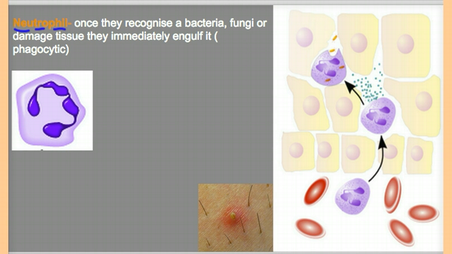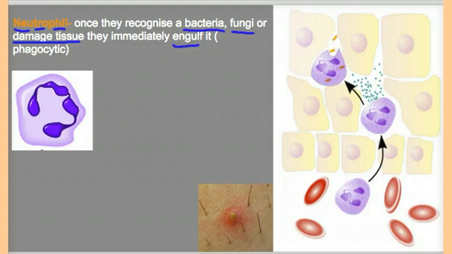Now, each of these white blood cells has a different shape, and they're easily recognizable based on their shape and also the function that they do. For example, the neutrophil recognizes any type of bacteria, fungi, or any type of damaged tissue or cells. And what they do is that they engulf it. Now, what do you mean by engulf? Engulf means that they eat it up. They pull them inside of their body and they kill them.